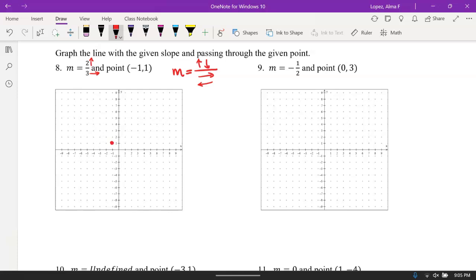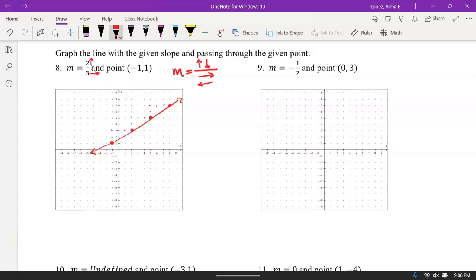I'm going to start at our given point, our starter point. I'm going to go up 2 and to the right 3. Make a dot. And then you're going to do it again. Up 2 and to the right 3. And you can do it as many times as you like. And now you have an equation graphed using the rise over run method.